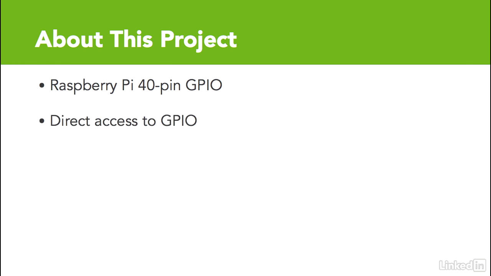A couple of notes about this project. This project is based on the 40-pin GPIO. It can be built using a 26-pin GPIO, but the connections will be different. It also assumes access to the SPI circuit on the Broadcom connector. Older models of the Raspberry Pi may not have this capability.